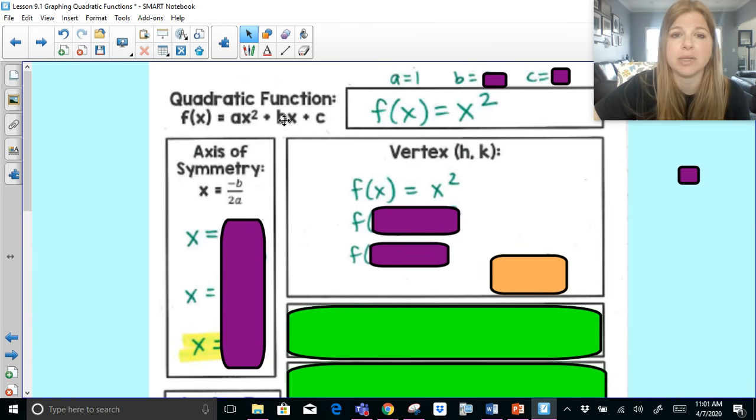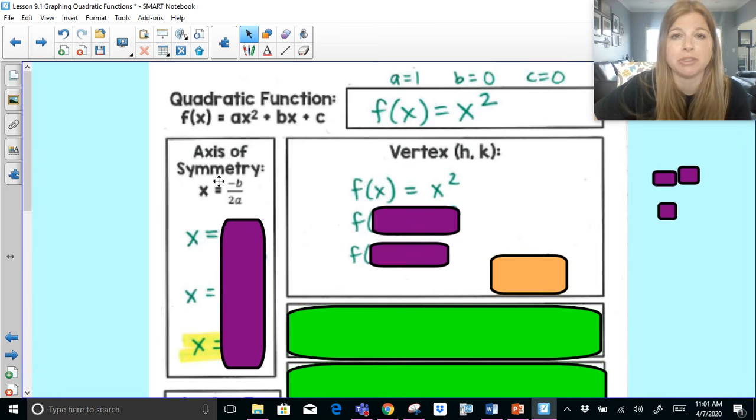Now B is the number that multiplies by x. Notice there's no x in my equation. So B is actually 0. C is the number that's just by itself, that constant at the end. I don't see anything, so C is also 0. So a function in this form, the most basic, this is the parent function, x squared. My A is 1, my B is 0, my C is 0.